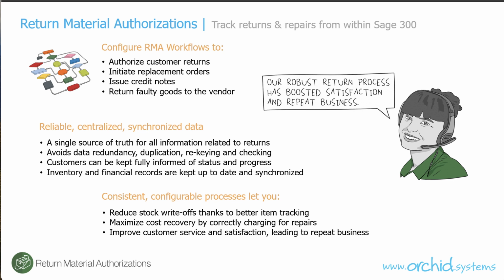It provides a single source of truth for all information related to the returns, and therefore avoids data duplication and rekeying, as you can link your return to the original invoice or to the serial number. You have visibility of the process so customers can be kept fully informed of the status and the progress. And your inventory and financial records are kept up to date and synchronized. So thanks to these more consistent processes, while still being configurable, you can reduce stock write-offs, maximize the cost recovery, and at the same time improve customer satisfaction.